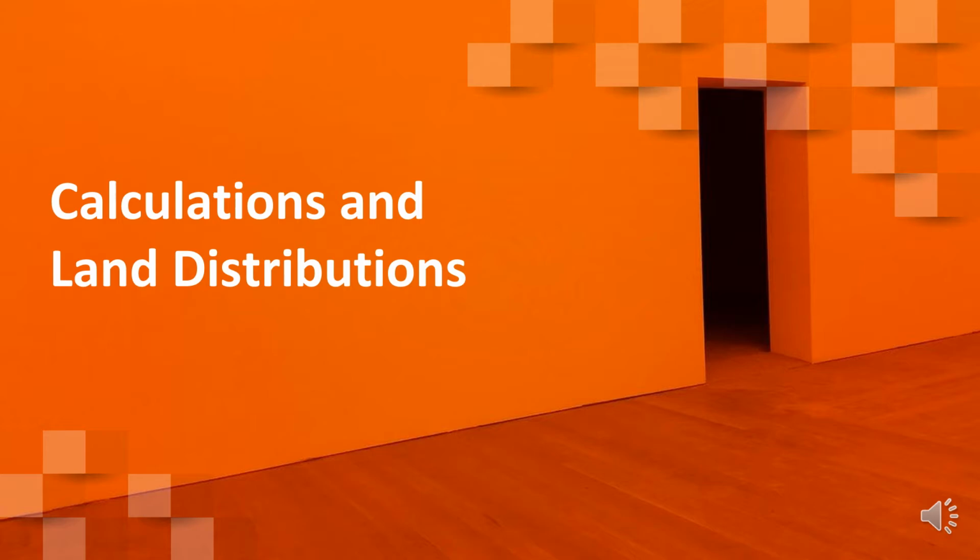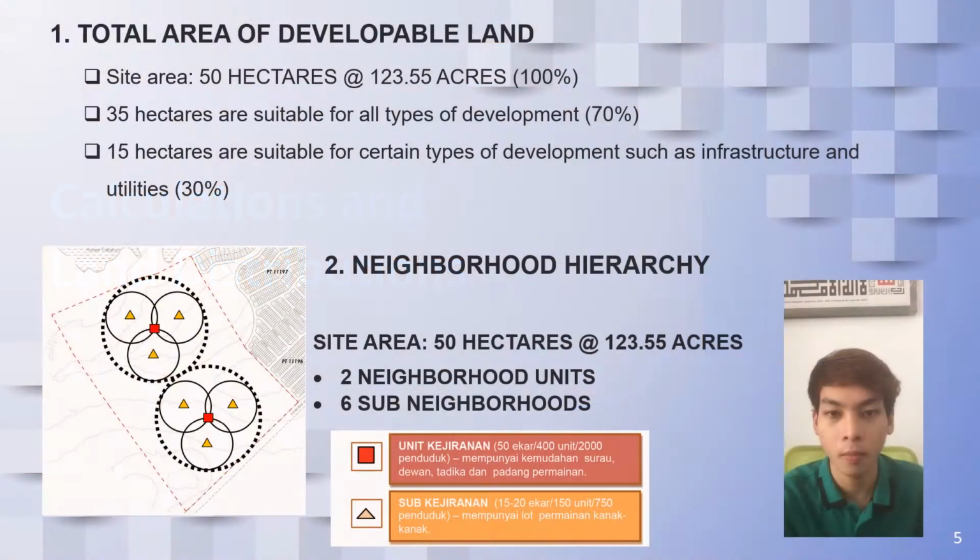Calculations and land distributions. Total area of developable land. Site area 50 hectares or 123.55 acres. 35 hectares or 70% of the area are suitable for all types of development. 15 hectares or 30% of the area are suitable for certain types of development such as infrastructures and utilities.